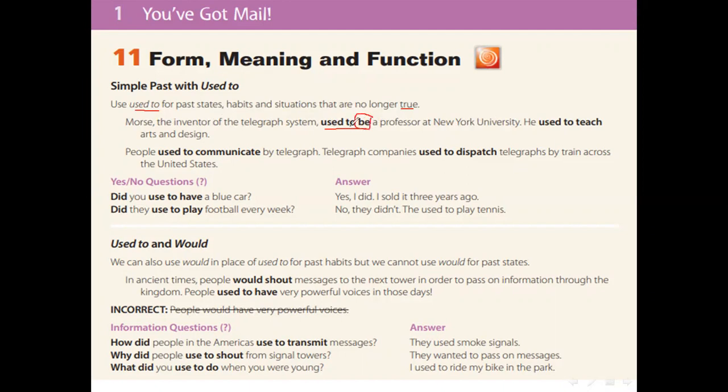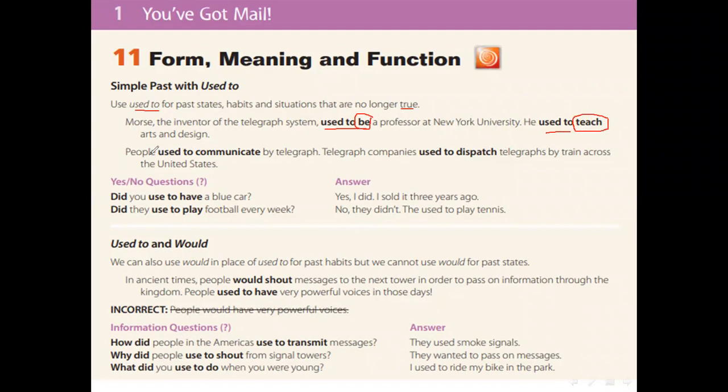Okay, this situation is no longer true now. He used to teach arts and design. He used to plus base form. Pay attention, used to is followed by base form.